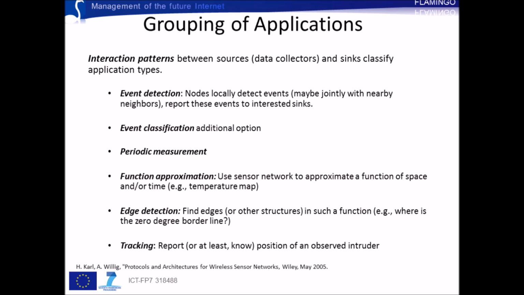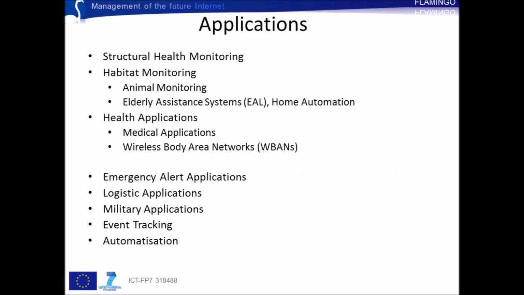Function approximation is another option. Here, you use sensor networks to approximate a function of space and/or time. An example would be a temperature map. Edge detection: find edges or other structures in such a function. For example, where is the 0-degree borderline? Finally, we have tracking. Report the position of an observed intruder, for example in military, or report where your car is or where your pet is.